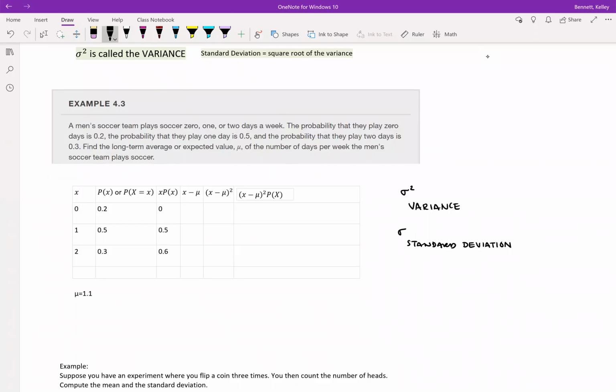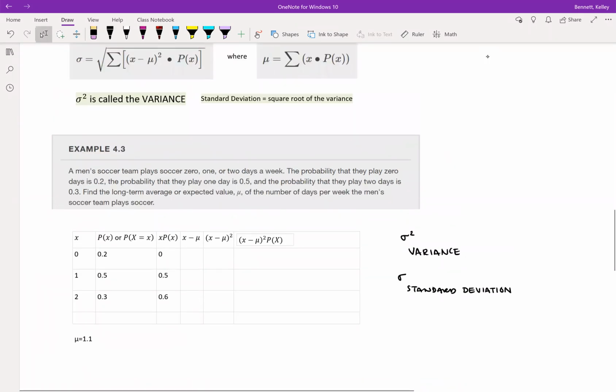So again, I don't want to rework everything that we had before. I know that mu is 1.1. I know that 0 times px gives me these values. So what I really want to do in order to compute my standard deviation is find (x minus mu) squared. In order to do that, I'm going to start with x minus mu, right? So this is our deviation. We've seen this before in 2.7.